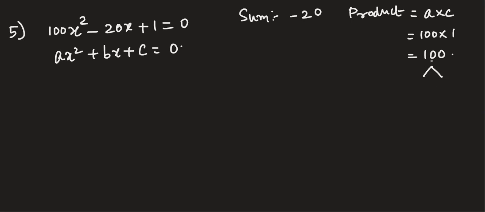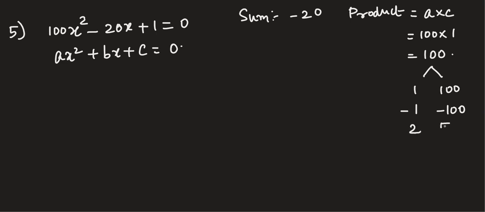Now let's see what are the two factors for 100. So 1 into 100, no, it doesn't work. Or you can do minus 1 into minus 100, no. When I add, definitely I'm not getting minus 20. Let's try 2 table.